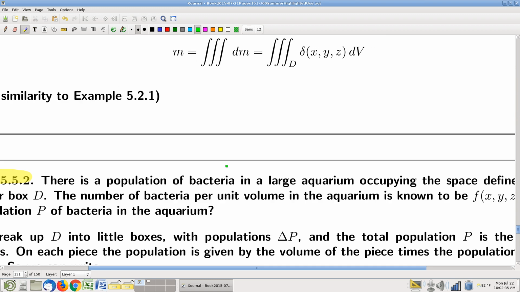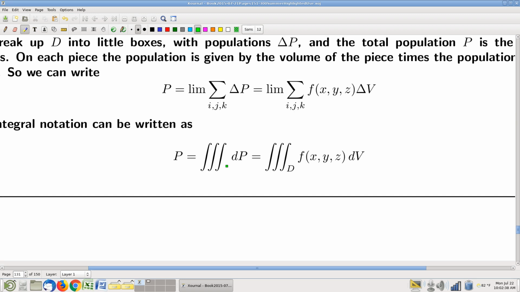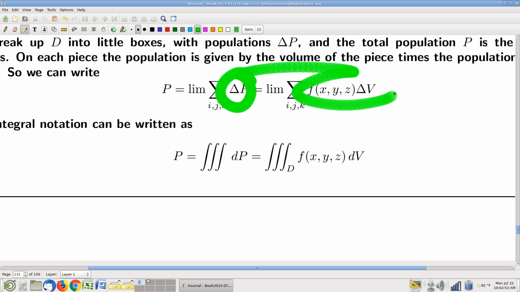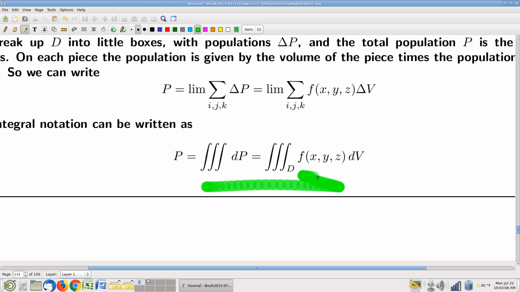Okay. Population, same deal. Honestly, I think when I wrote this next example, I did a Control-C, Control-V, and then I just went through and replaced all the M's with P's. I mean, it's the same thing, right? Population accumulates. On each little piece, population is size, namely volume, times some function appropriate to the application. It's the same exact strategy. Different physical example, but same algebraic structure. And again, integral notation, perfectly fine. Okay.